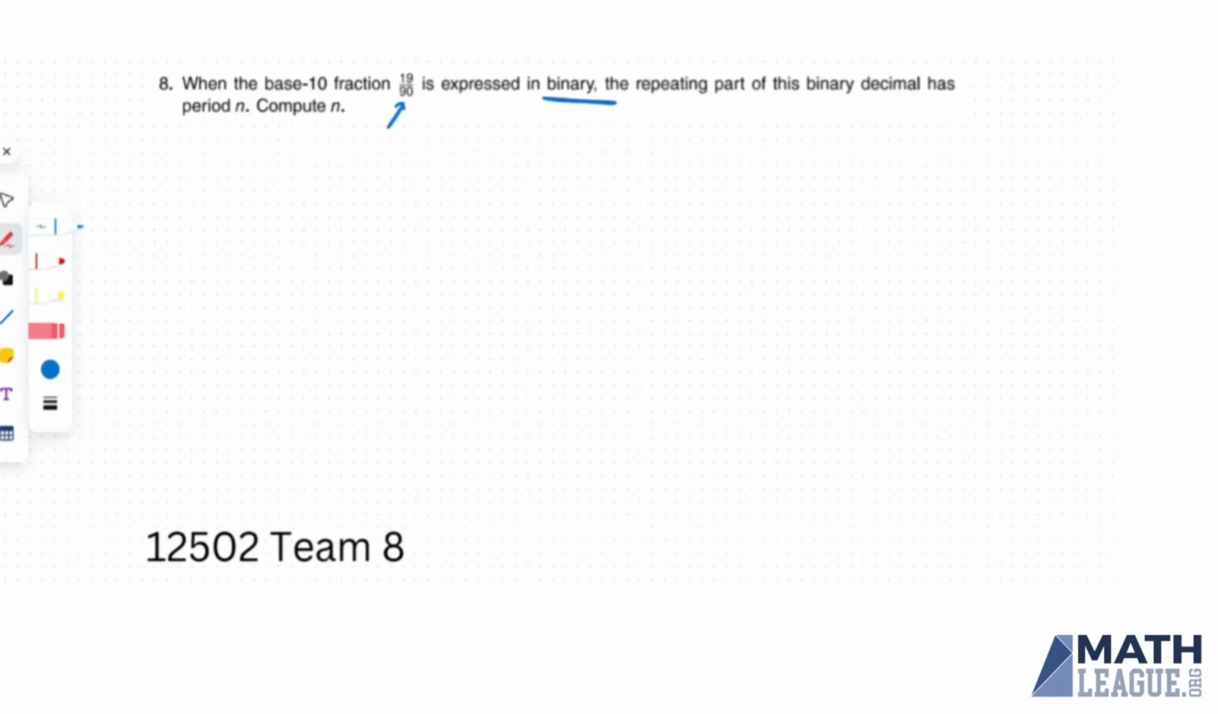Now, why is this? Well, we can note that since we're going to binary, which is base 2, 90 can instead be written as 2 times 45. And we don't actually care about the 2 part, because the 2 part, for the purpose of this problem, will not impact the length of the repeating part of the binary decimal.